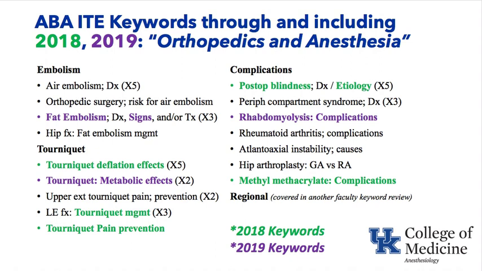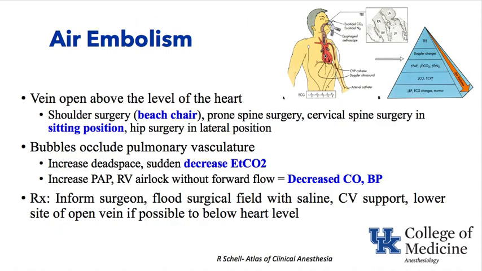Orthopedic surgery, risk for air embolism, fat embolism, some of the signs, hip fracture and fat embolism, tourniquets, both inflation and deflation, and some of the metabolic effects of inflating a tourniquet, tourniquet pain, and then postoperative complications like blindness, especially associated with spine surgery, breakdown of muscle, rhabdomyolysis, and peripheral compartment syndromes, some complications of rheumatoid arthritis, including Atlantoaxial instability, and then methyl methacrylate or bone cement and some of the problems associated with it. So let's start right in on air embolism as our first keyword.